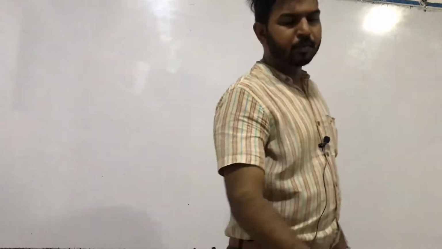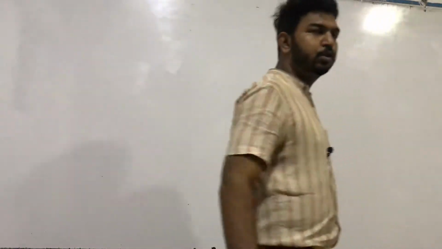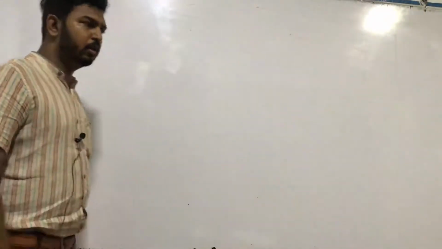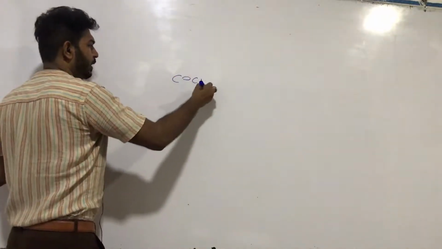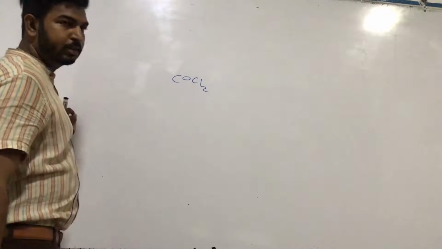So today, let's try to draw the structure of COCl2, the 25th molecule. First, you should try before watching the video. If you need to draw COCl2, we have to draw a skeleton.